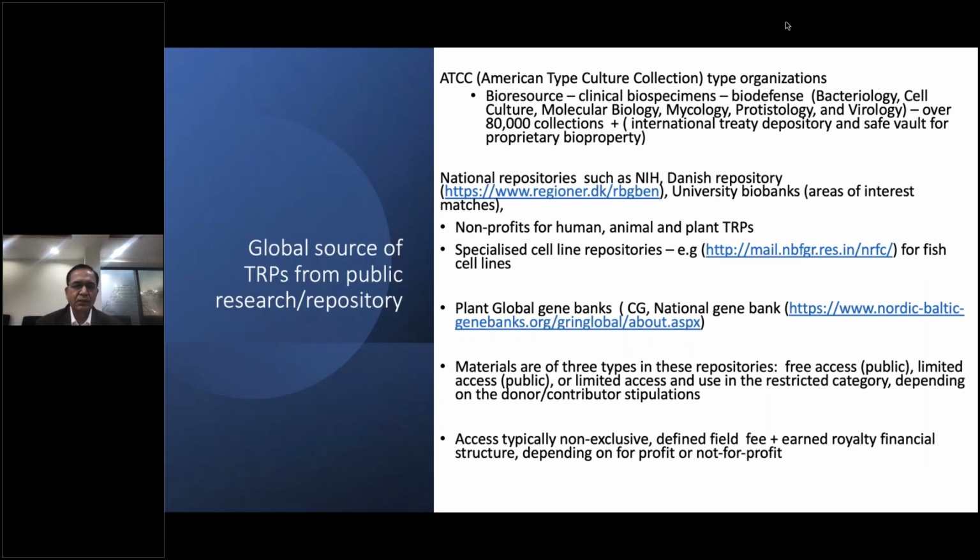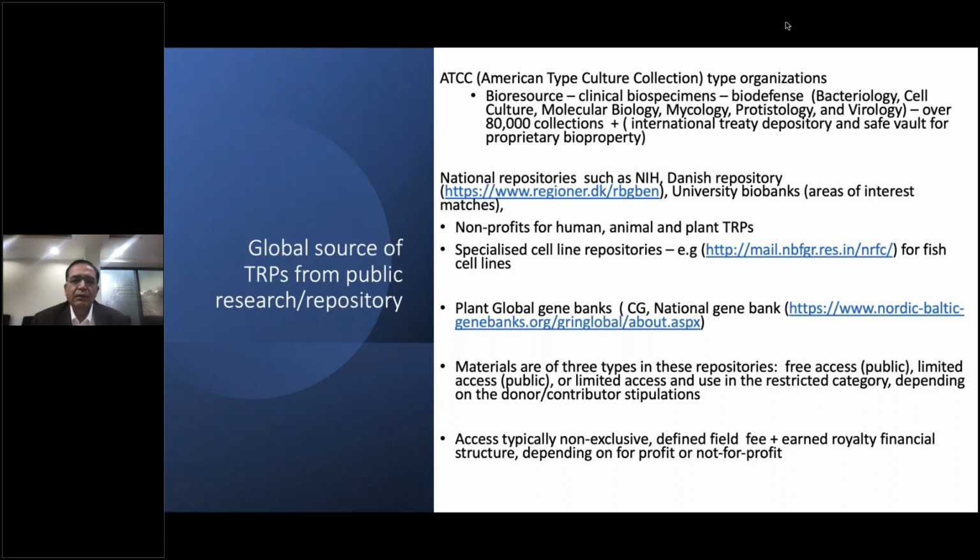Now there are numerous global sources of TRPs from public research as well as private entities. The largest, of course, being the ATCC, American Type Culture Collection. I'm sure a lot of you have accessed bioproperty from them. It's one of the largest repositories today, with about 85,000 collections in different spheres, basically human, animal, plant. Numerous clinical biospecimens and biodefense. During COVID, it was one of the most accessed repositories. And they're also an international treaty depository, so they do carry global material. And interestingly, for the private sector, they're kind of a safe vault for proprietary bioproperty, which is run by them as a commercial service.